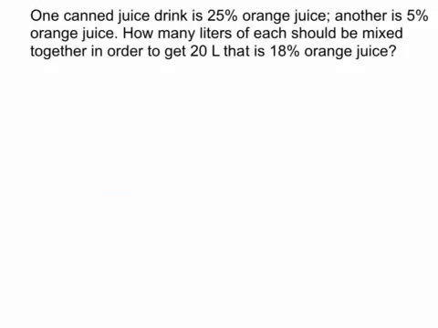One canned juice drink is 25% orange juice, another is 5% orange juice. How many liters of each should be mixed together in order to get 20 liters that is 18% juice? So we're going to go ahead and set this up. I have x, and y, and that's going to equal 20 liters.